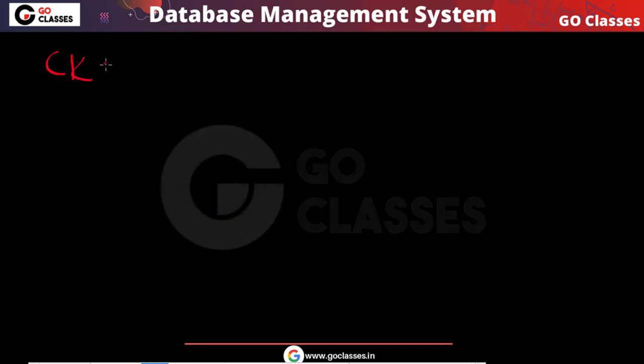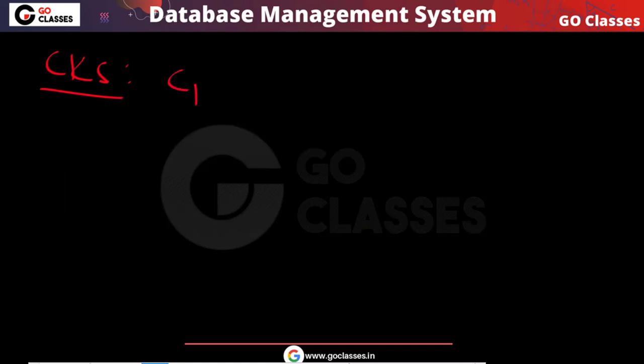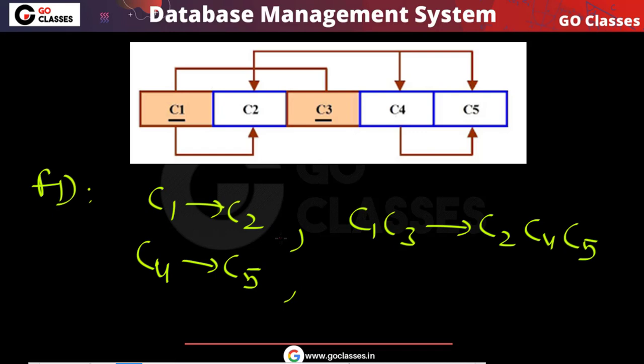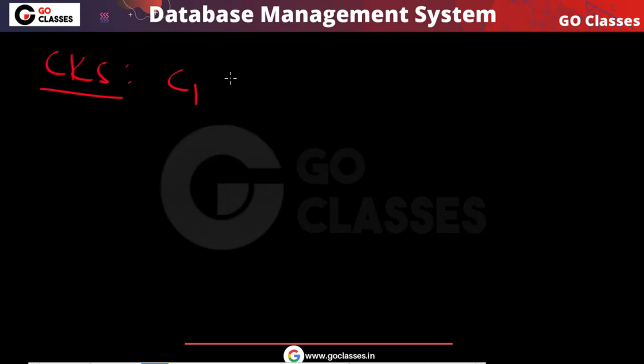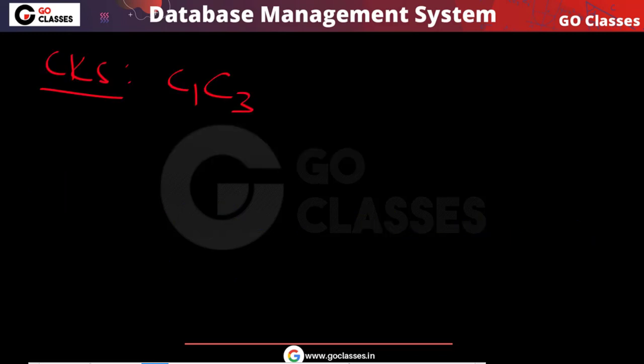Now you find candidate keys. So what are the candidate keys that you will get? From here, the candidate key will include C1 because C1 is not present on the RHS. So C1 must definitely be present in every candidate key. Similarly, C3 is not present on the RHS. So they must be present in every candidate key, because only C1 can determine C1, and only C3 can determine C3. So C1, C3 must be present in every candidate key.